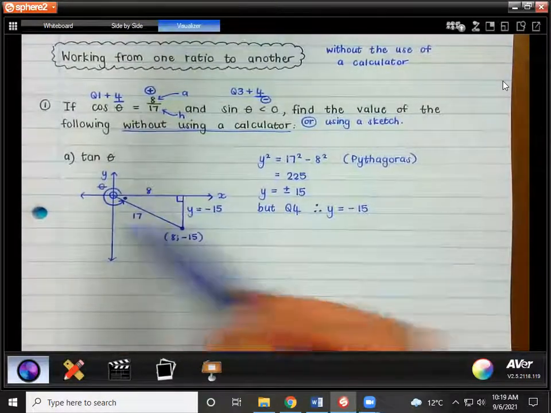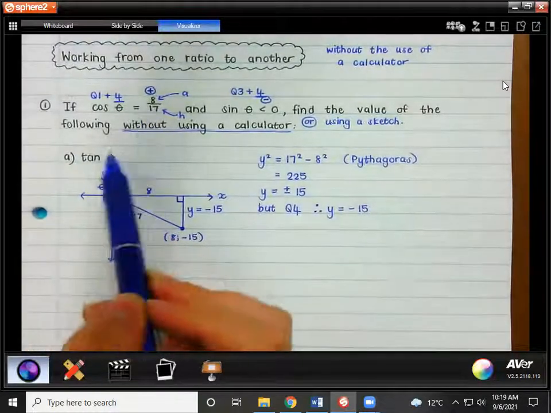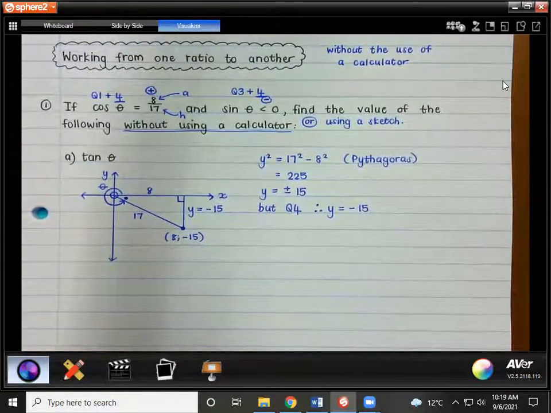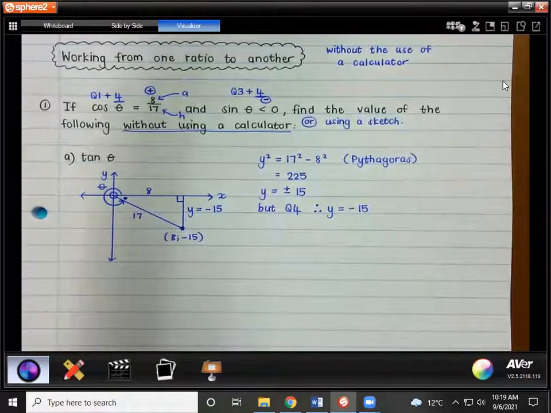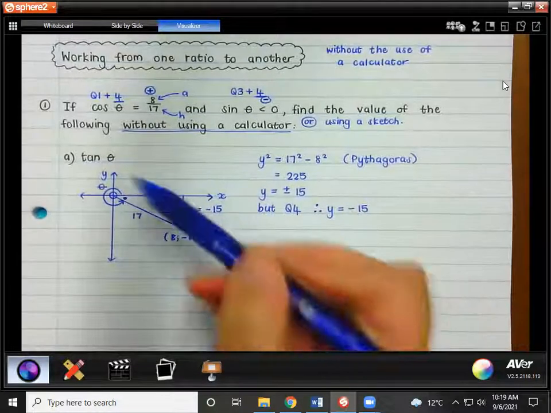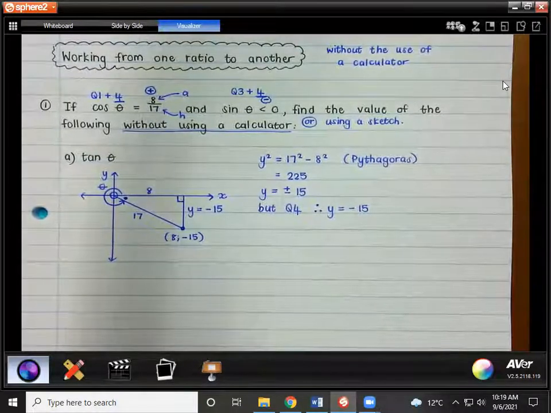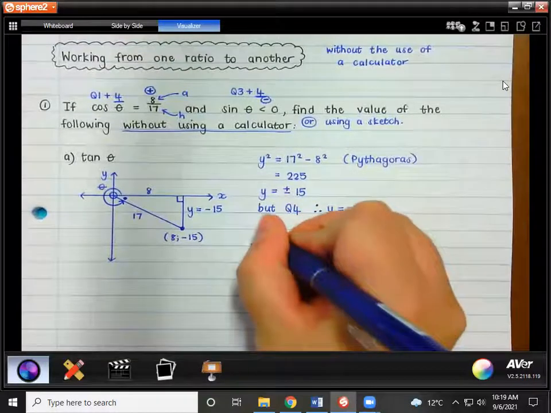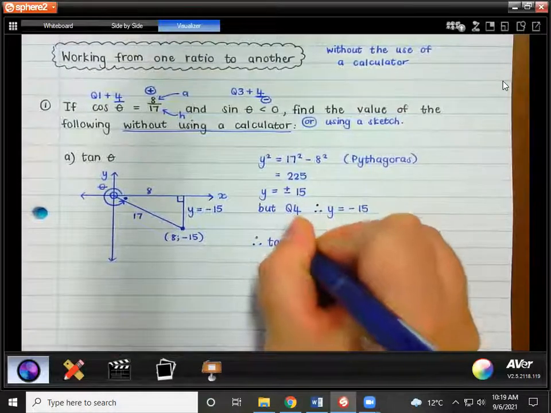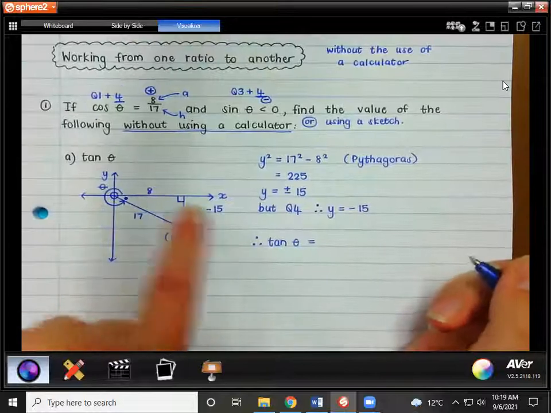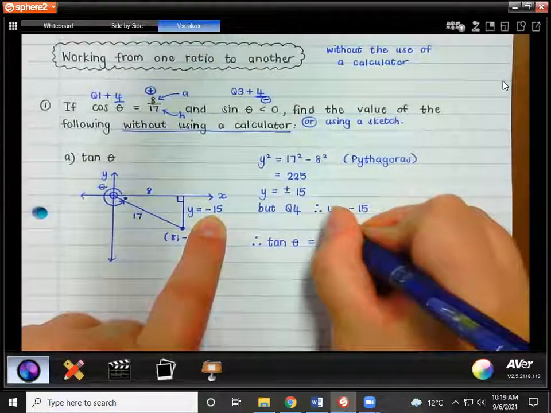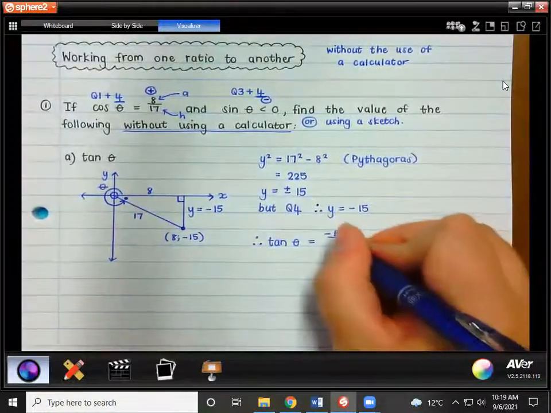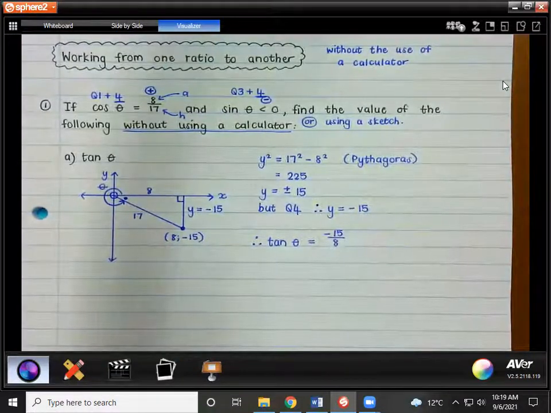Now we have 8, 17, and negative 15. Can we now find tan theta? Tan is what? Opposite over adjacent. Here we have our opposite side, there we have our adjacent side. So therefore, tan theta is equal to opposite, which is negative 15, over adjacent, which is 8.